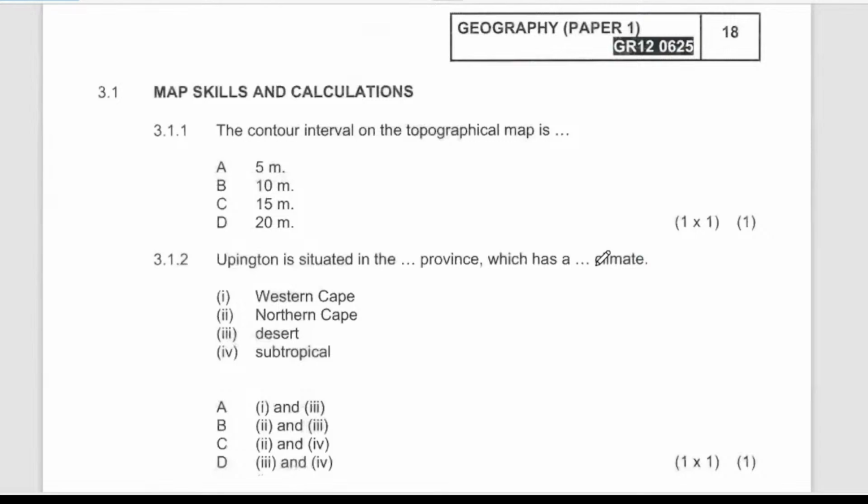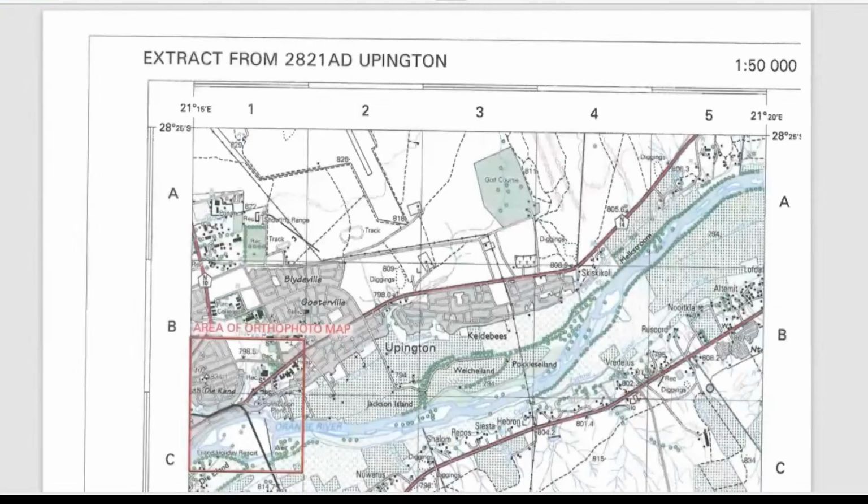So our first question is saying the contour interval on the topographic map. This should be information at your disposal. We need to refer to the map and try to find out.